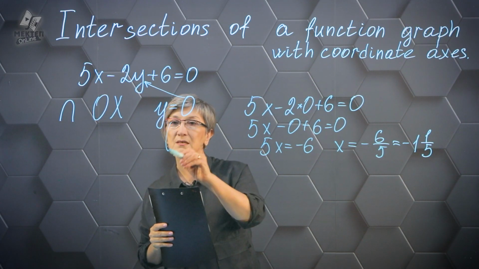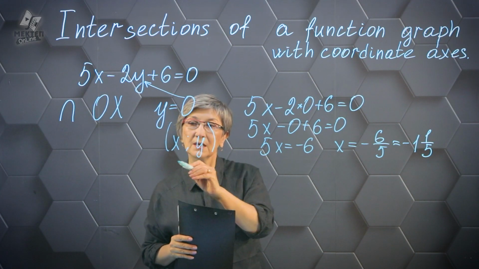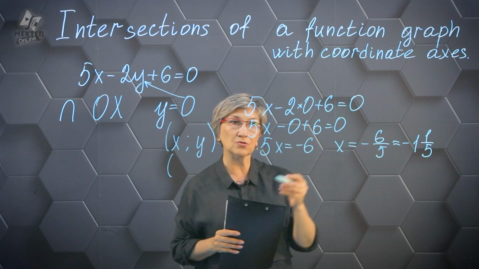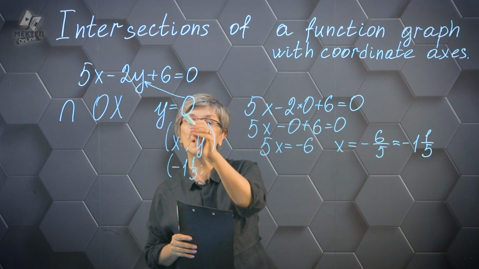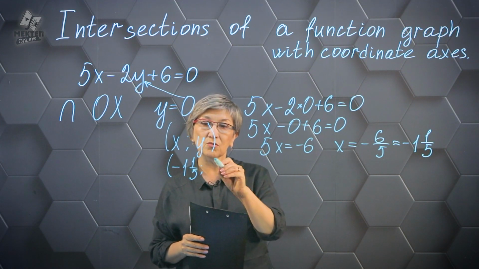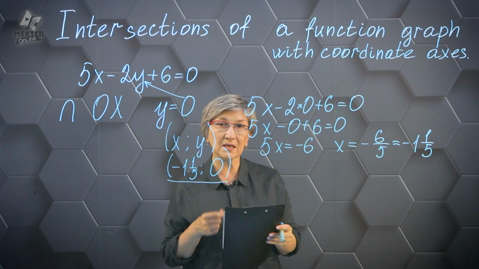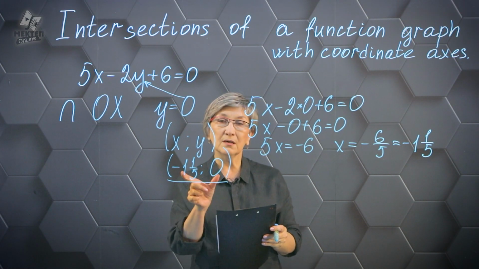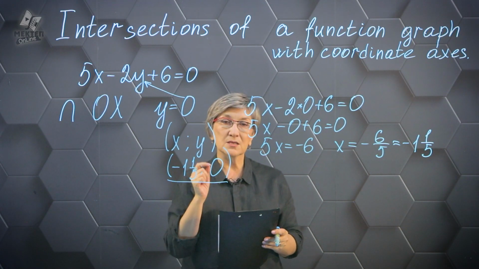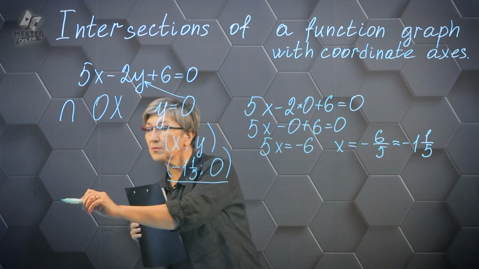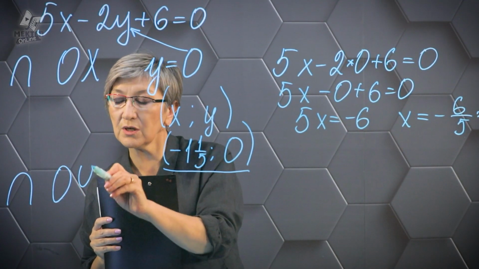In the first position, we have the value of x, and in the second position, the value of y. If we found the value of x, which is equal to minus 1 and 1/5, and we have recorded the y value as 0, then the point with the coordinates negative 1.2 and 0 will be the point where the graph of our function intersects the x-axis. Using this algorithm, we will find the coordinates of the point where the graph of this function intersects the y-axis.